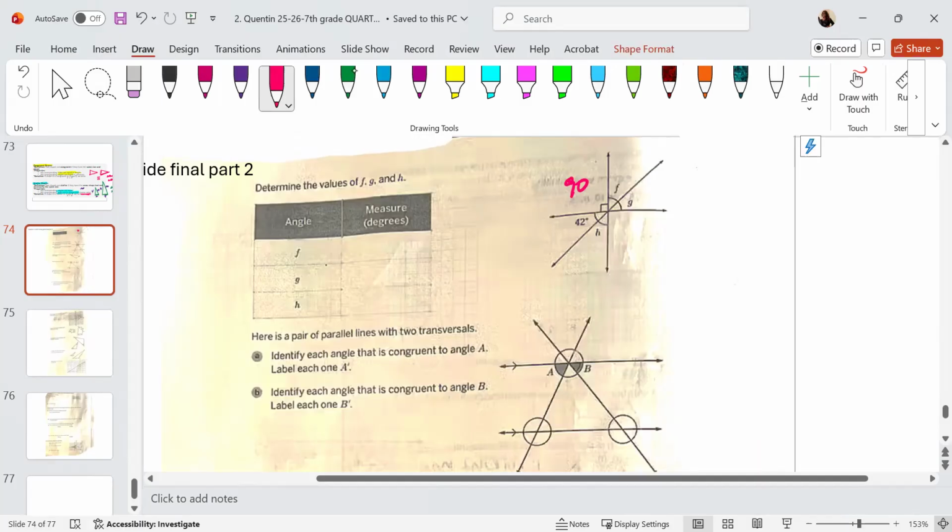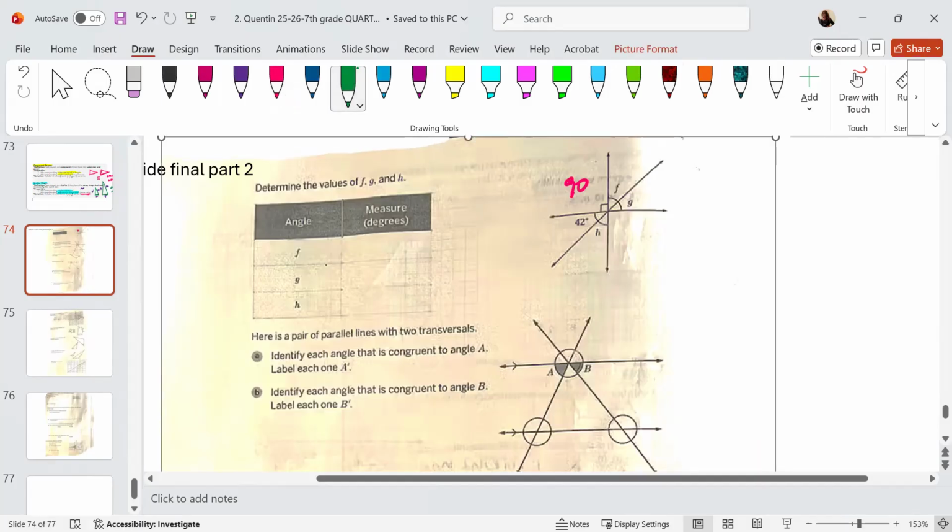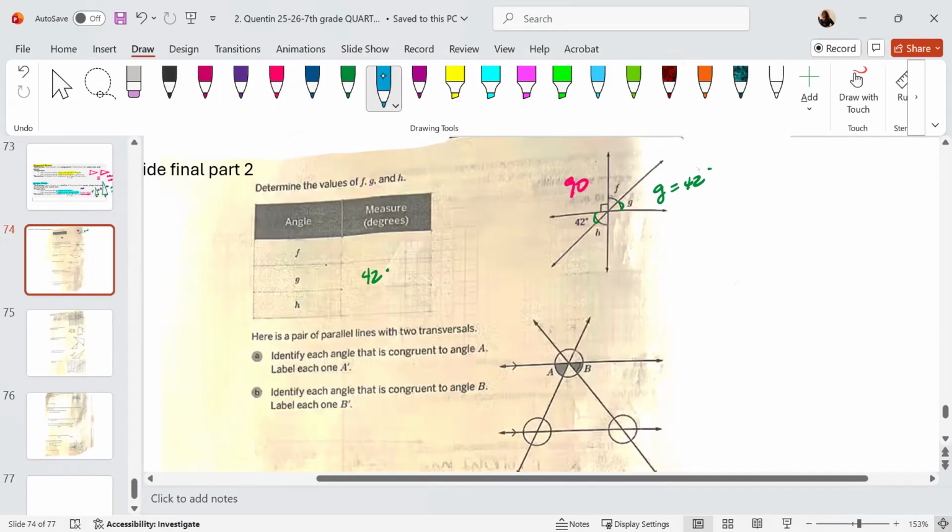So which one do you find first? G. Because how? What is g? Across from g is 42, and both of those angles are the same. Next one, which one do you find? You find this one first. How do you find f? 90 minus 42, which equals what? 48. Okay, so f is 48, and then what's the next one you find? Across from f is h.